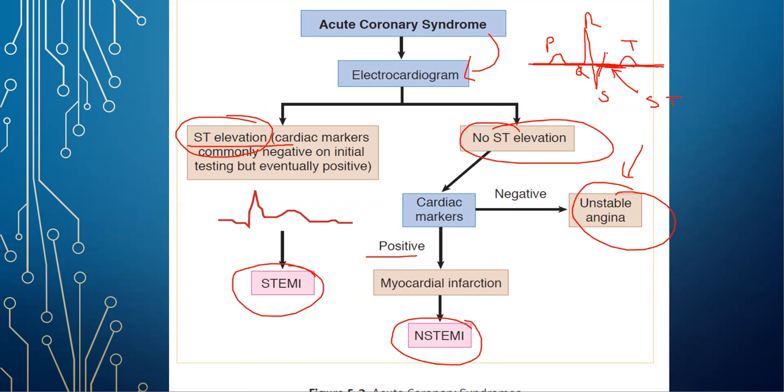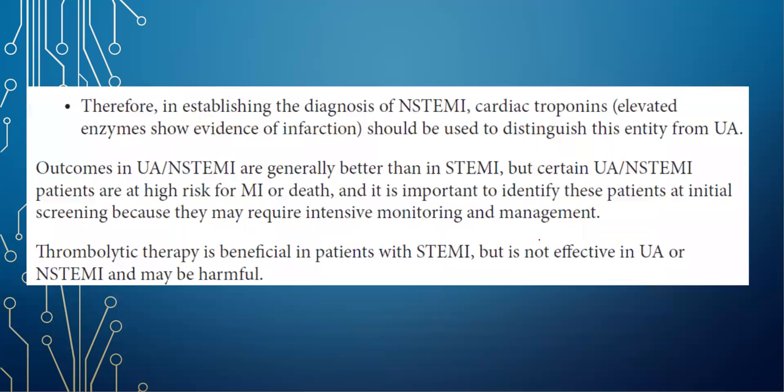If somehow this ST segment comes up like this, then we call it ST elevation, just like this. You can see that this is the isoelectric line, but now there is ST elevation. So that's how we look for ST elevation in an ECG. When we discuss ECG, we will go through that in detail. Therefore, in establishing the diagnosis of non-ST elevated MI, cardiac troponin should be used to distinguish it from unstable angina.